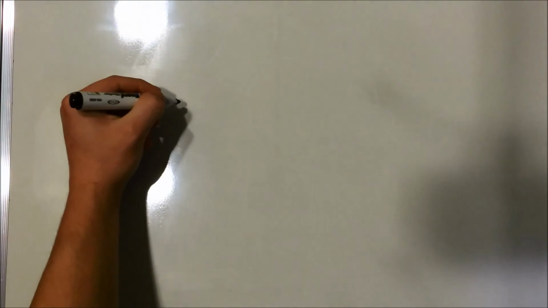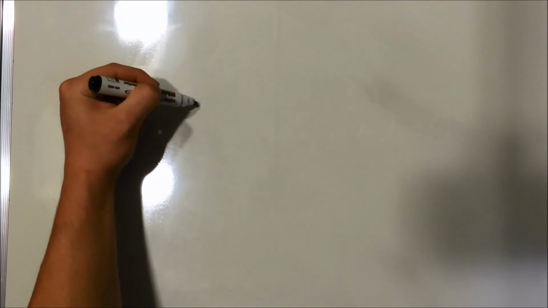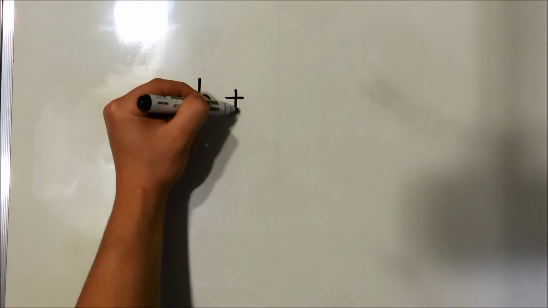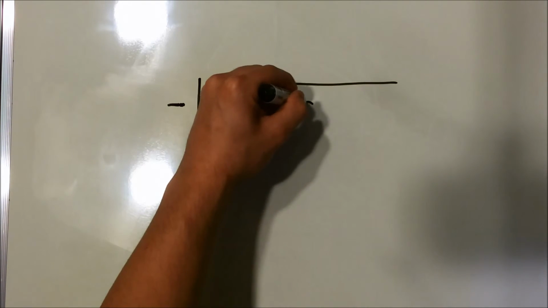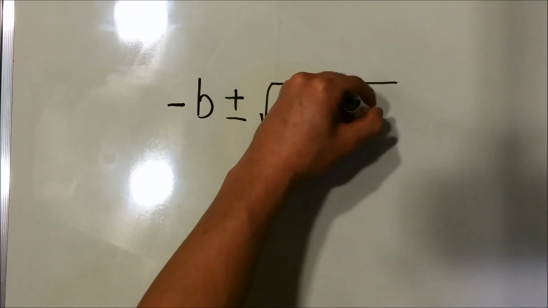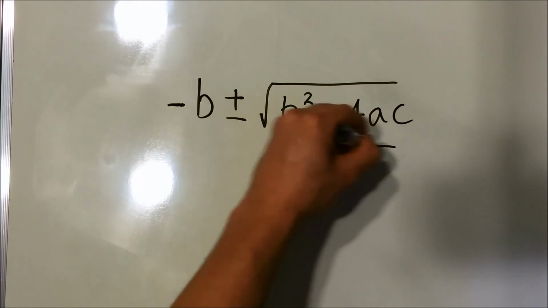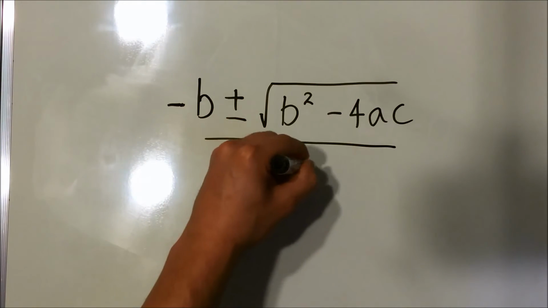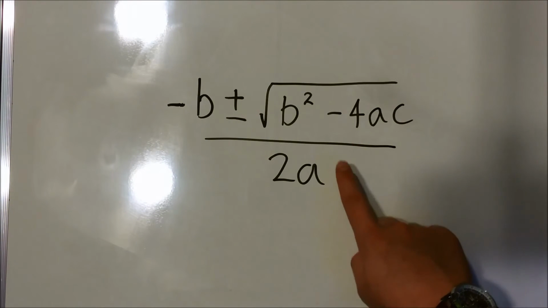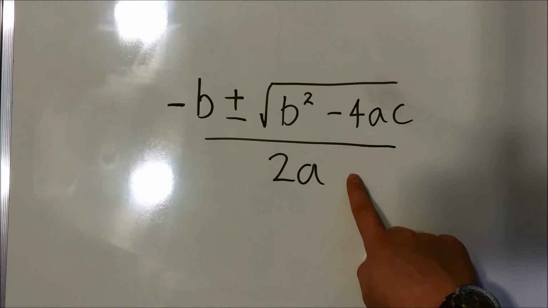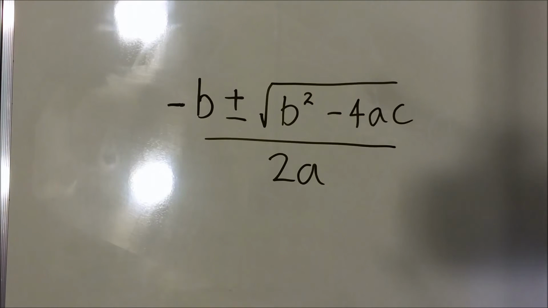The last method to solve a quadratic is using the formula, which is minus b plus or minus the square root of b squared minus 4 times a times c, over 2a. You need to learn this equation. This is very important that you learn. Let's take a good look at it.